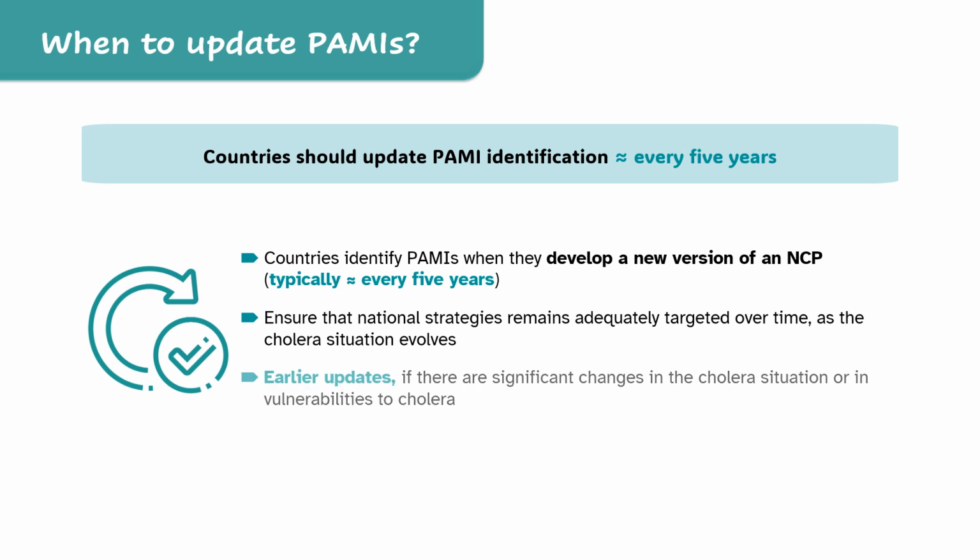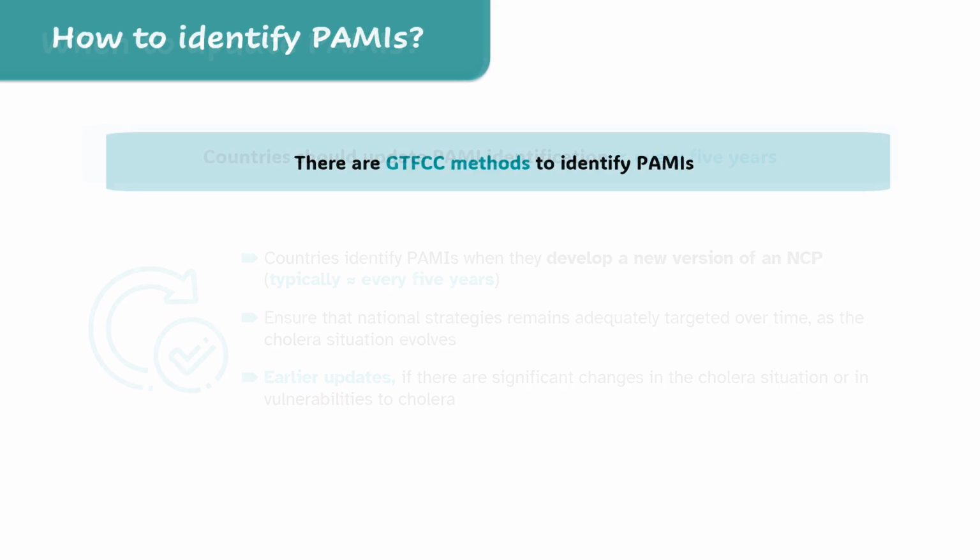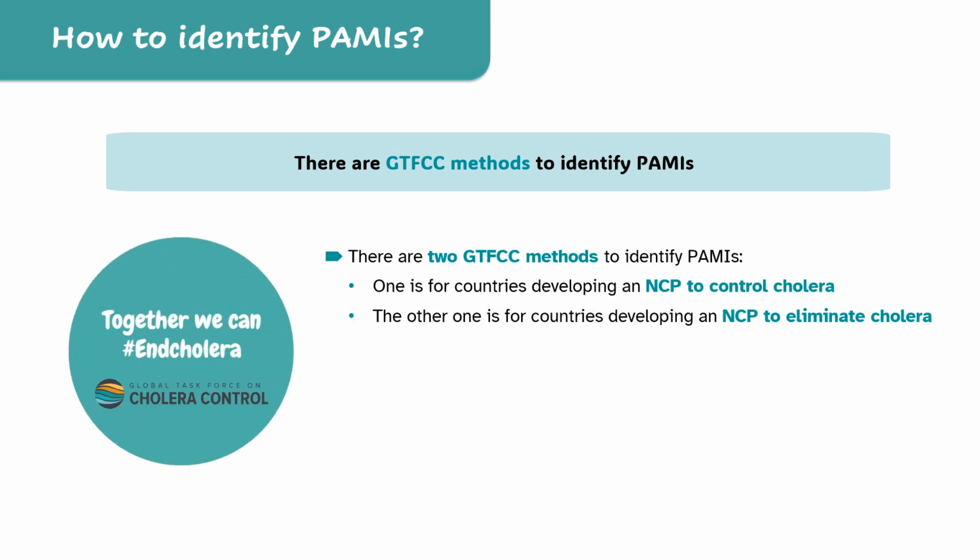In addition, if during the NCP implementation period there are significant changes in the cholera situation or in the country vulnerability to cholera, it is recommended to update PAMI identification before the term of the NCP implementation period. To identify PAMIs, countries should use the PAMI methods developed by the GTFCC. There are two GTFCC methods to identify PAMIs.